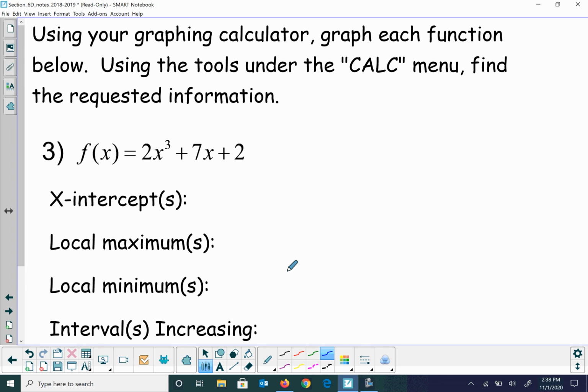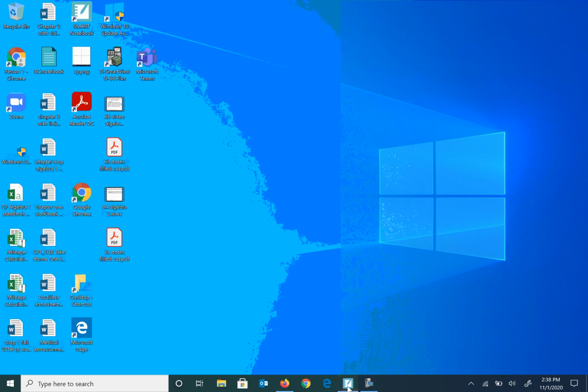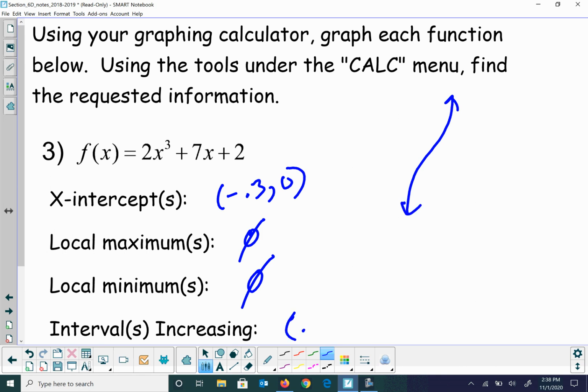So x-intercepts, what did we say it was? It was right here. Roughly negative 0.3. So negative 0.3, comma 0. Local max, none. Local mins, none, because remember our graph kind of like did this. Okay, it's increasing the entire graph.